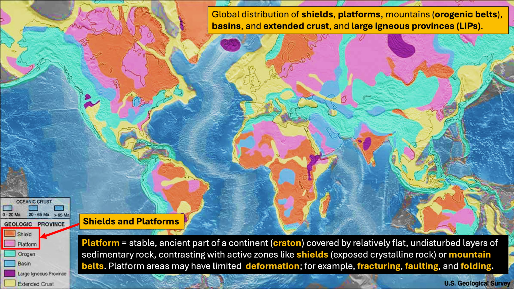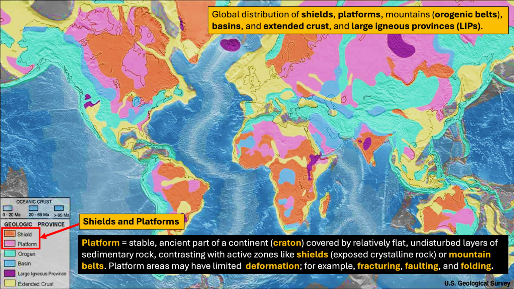And so mountain belts are areas where you get deformation from either collisions or other sorts of geologic processes that would impinge upon areas that may have been platform at one time, but then got twisted, buckled, and deformed in some way. And so deformation includes things like fracturing, faulting, and folding here.